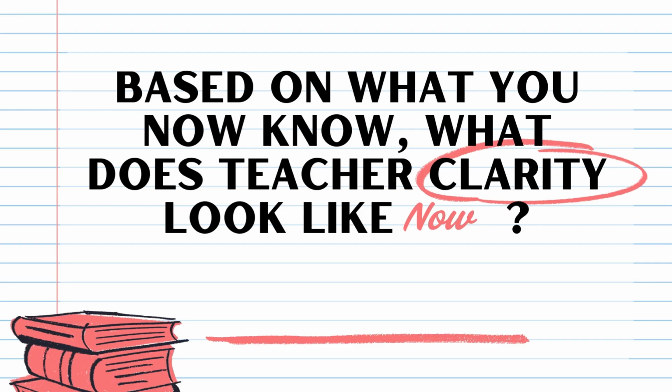Based on what you now know about teacher clarity, what does teacher clarity look like now? What have you learned about the four components of teacher clarity? How can you apply what you have learned about the four components of teacher clarity to your classroom? Remember, teacher clarity helps us to reduce student frustration. It helps students to know exactly what they are doing and why. If students understand the goal, then they are more likely to work toward reaching it.